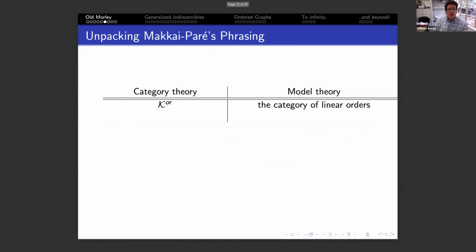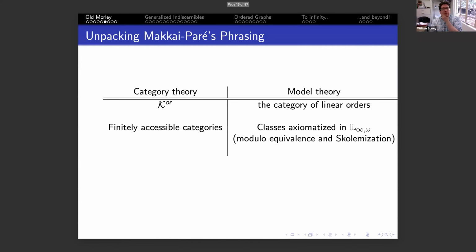Okay, so here's our dictionary. The first one is just this notation. So finitely accessible categories, we should understand those as L_{infinity omega} axiomatized categories. Now there are going to be several times here where I'm not going to say things exactly precisely. This is good enough for the phrasing that we want to do here.